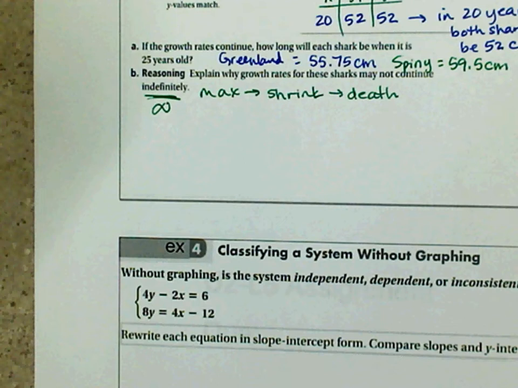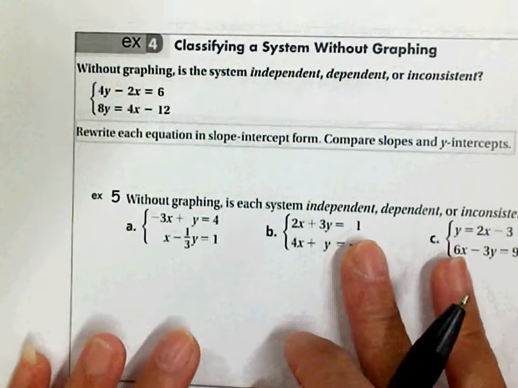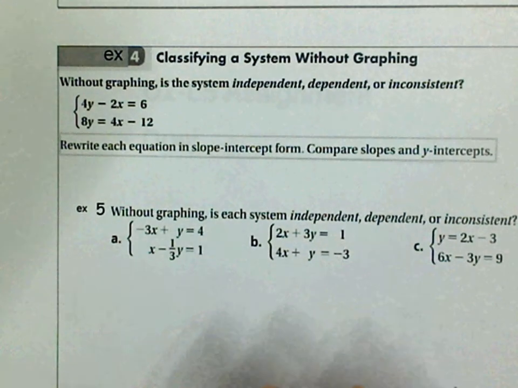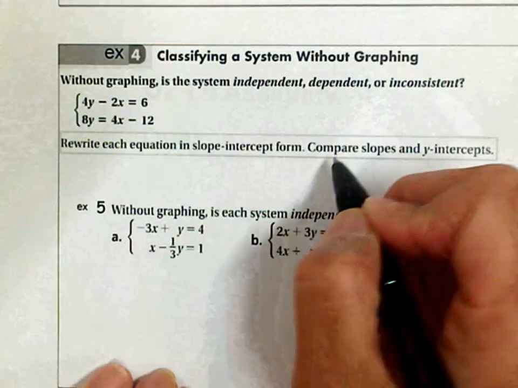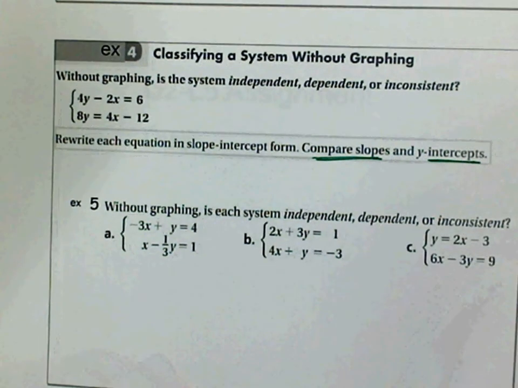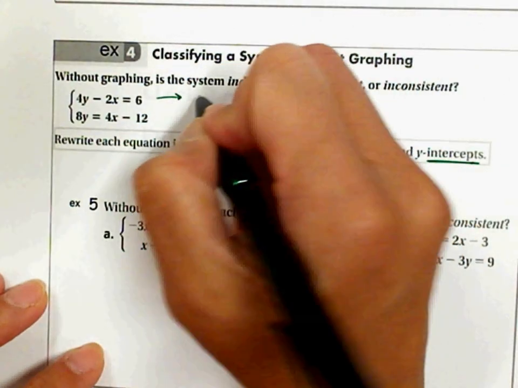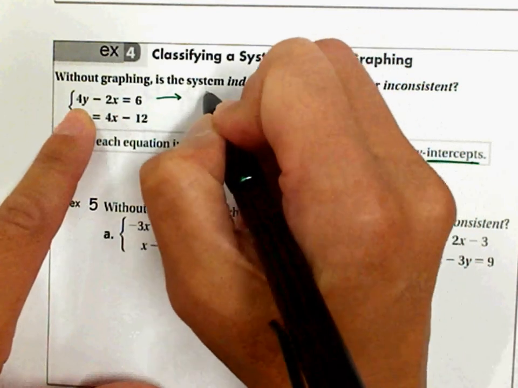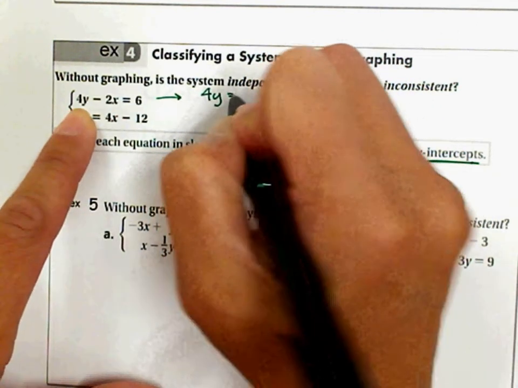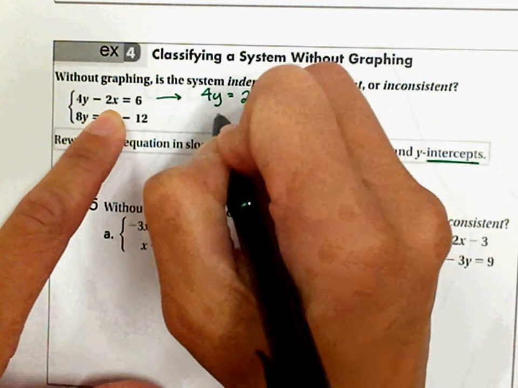So, all right, let's look at example 4. We're going to try to define if something is consistent, inconsistent, or independent. And the way you can do it is you can always compare slopes and the y-intercept. So here we go. Let's take a look at this very first one. I'm going to rewrite this in slope-intercept form. Okay, so I'm going to solve for y. So I have 4y is equal to 2x plus 6. Y is equal to 1/2 x plus 3 over 2. Okay?